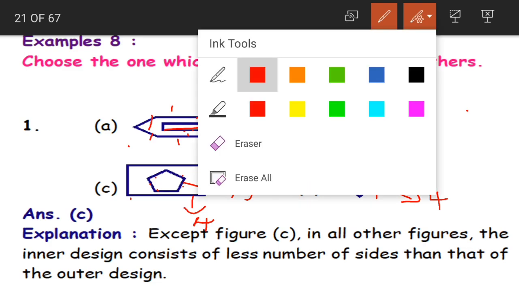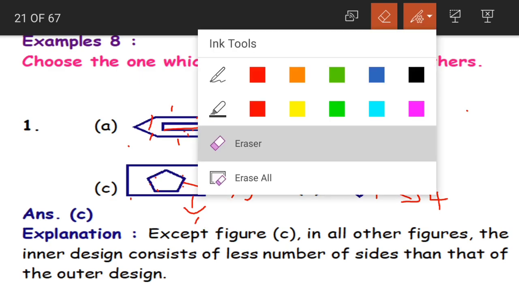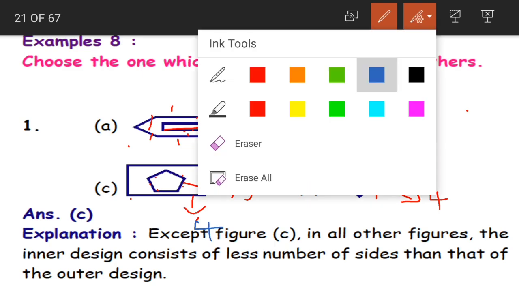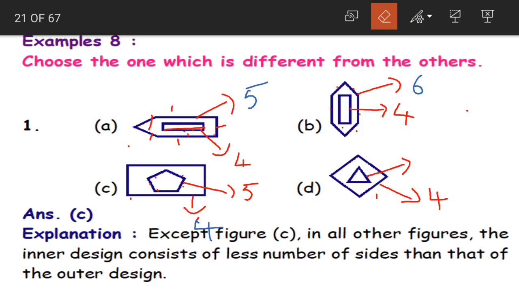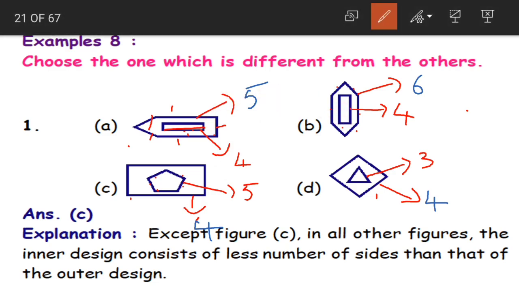See the figure inside. Okay, let me write in different colors so that we will be able to understand. This had how many? 1 2 3 4 5. This had 6. This had 4. And this has, sorry, I erased the wrong number here. This is 3 and this is 4. Red here represents the number of sides of the figure inside, and blue represents the number of sides of the figure outside.